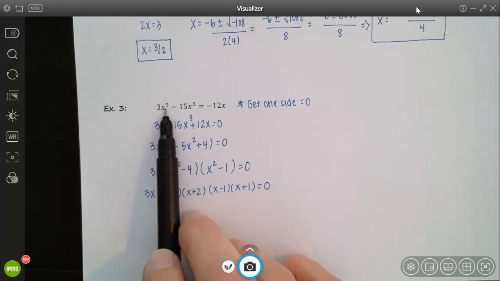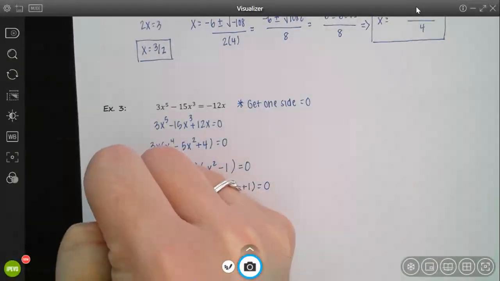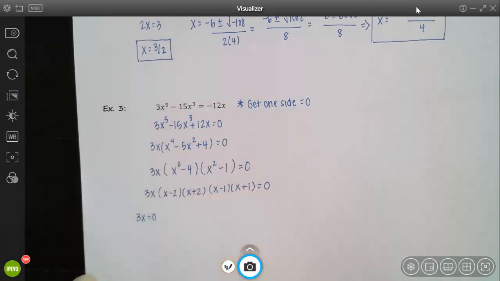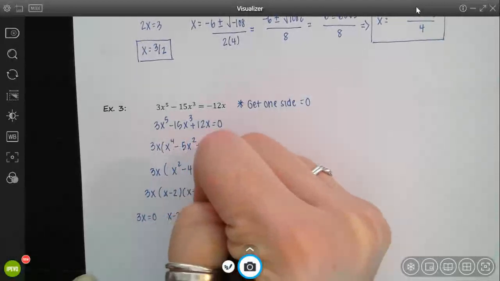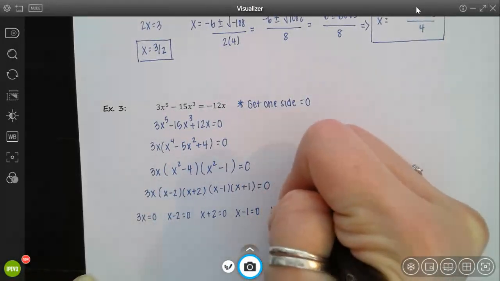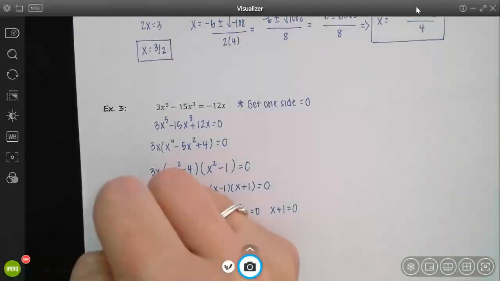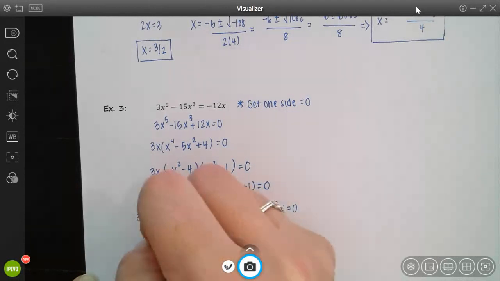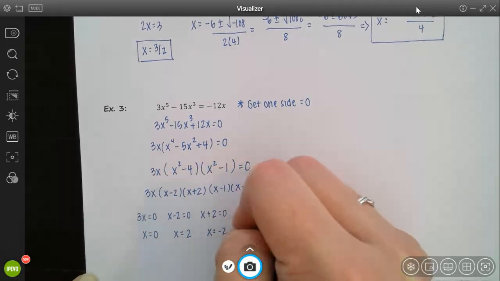So I'm going to set my first factor of 3x equal to 0, set x minus 2 equal to 0, x plus 2 equal to 0, x minus 1 equal to 0, and x plus 1 equal to 0. So I'm just pretty much separating out each one of these factors using the zero product property to get me an x value of 0, an x value of 2, an x value of -2, an x value of +1, and an x value of -1. So here are my 5 solutions.